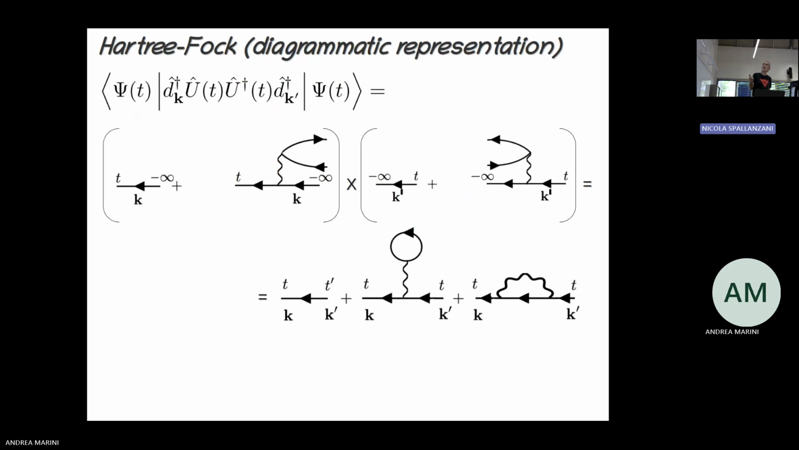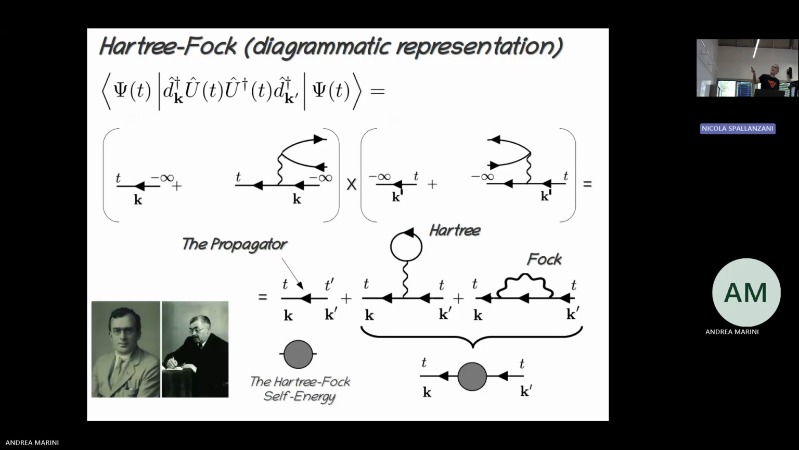Now, if you do this, the lowest order interaction, you get the free propagator, the Hartree potential, and the Fock potential. So this is Hartree-Fock. So Hartree-Fock is what you get from the many-body lowest order interaction. So you get Hartree-Fock for the density, and you get Hartree-Fock for the Green's function. And so this is Hartree-Fock.